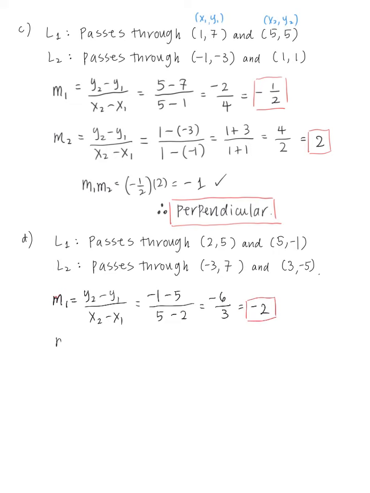Now let's go with the second line. So the slope of the second line can be determined by y2 minus y1 over x2 minus x1. So this is negative 5 minus 7 all over 3 minus, be careful here, it's going to be minus 3. All right, so this is going to give us negative 12 all over 3 plus 3, which is 6. So this simplifies to negative 2.